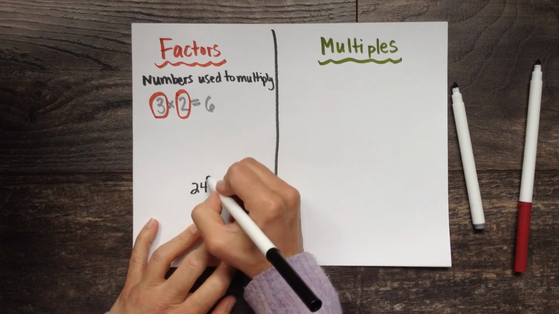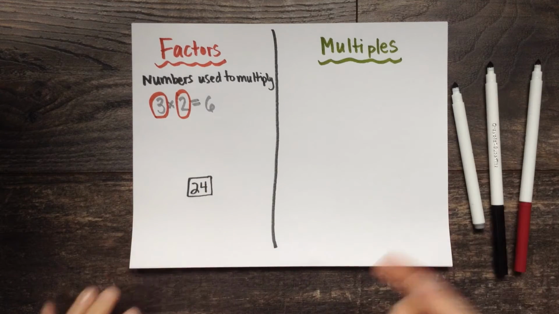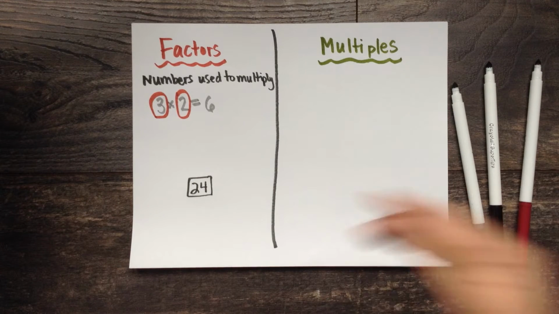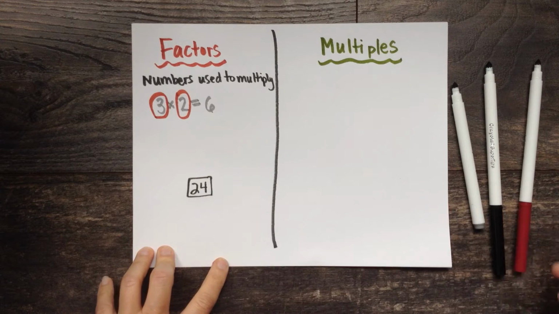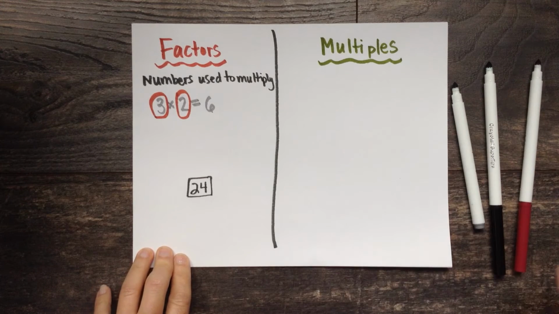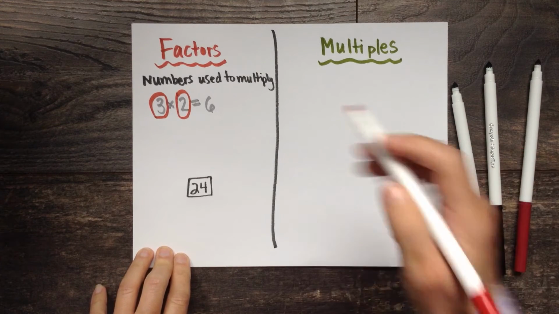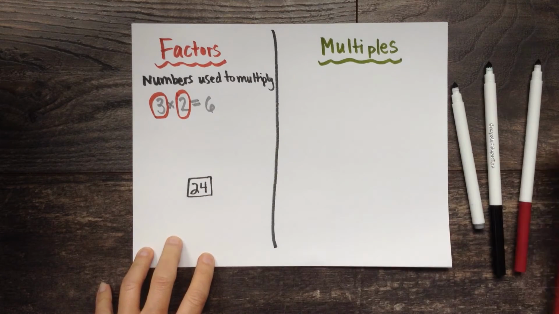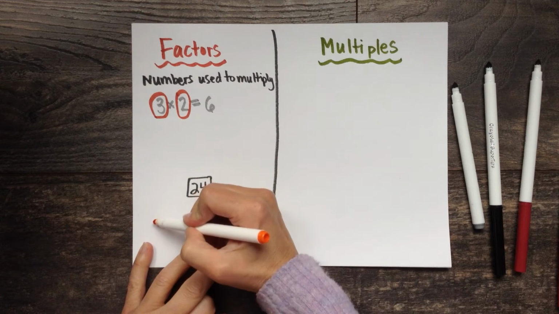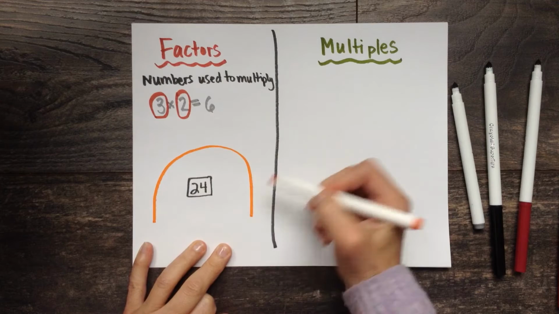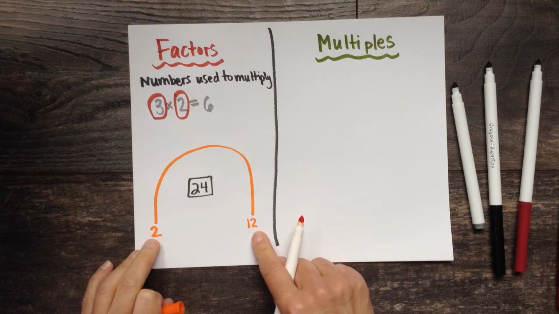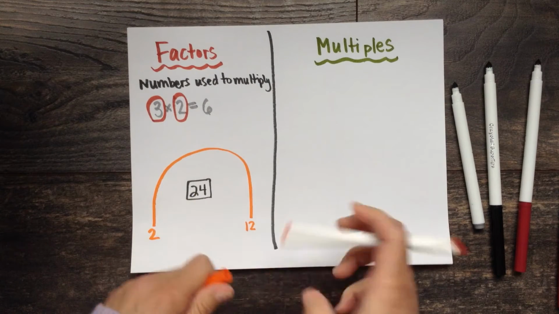And we have to think to ourselves, what factors can we use to get to 24? To equal 24 when we multiply? Well, 24 I know is an even number, so a couple of factors I know are 2 and what? 2 times what equals 24? 2 times 12, right? So if I start my rainbow here and add a 2 and a 12, I know that these factors are equal to 24, okay?